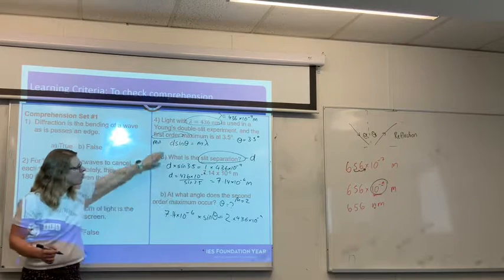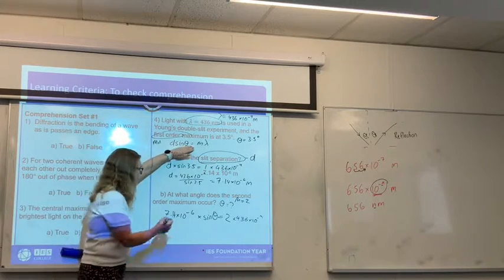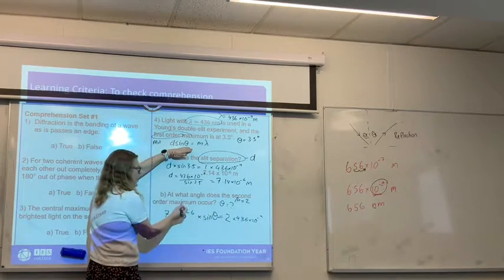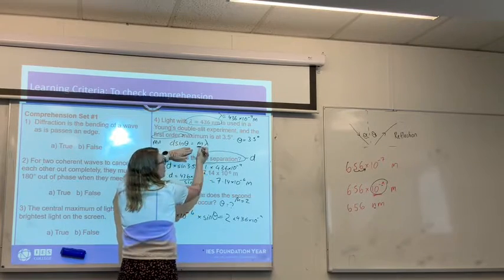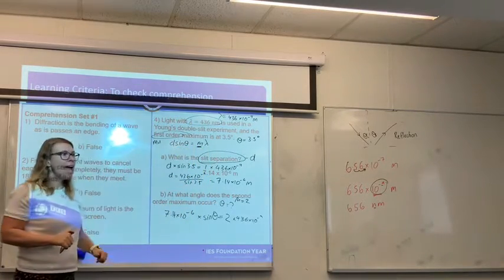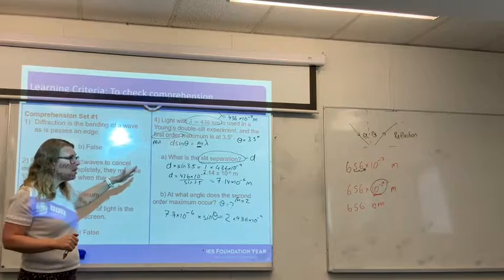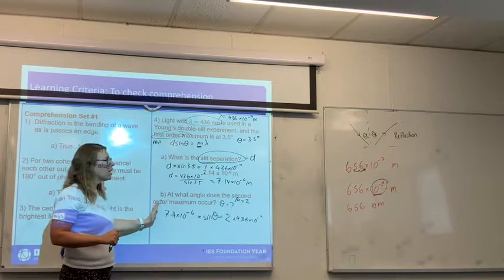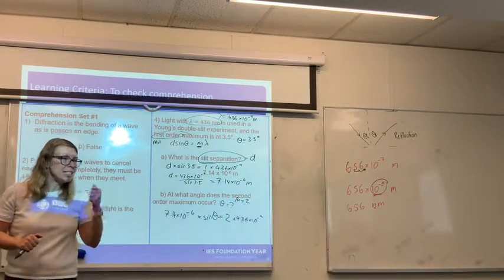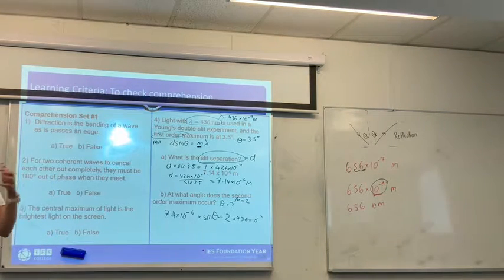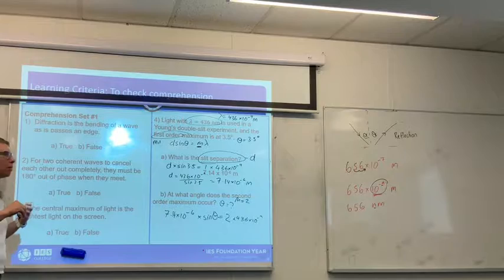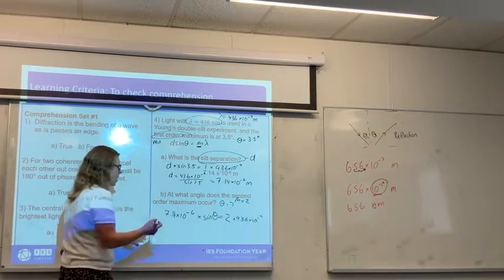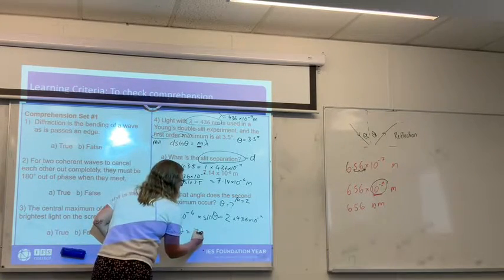So here now, I'm using the same formula, but now when it's asking for the second order maximum, that's asking for when m is equal to 2. And it's kind of inferred here that we are talking about the bright fringes. It will say dark fringes if it's talking about the dark fringes. So when in doubt, if it doesn't say something, it's talking about the bright fringes, and then the angle equals 7.01.